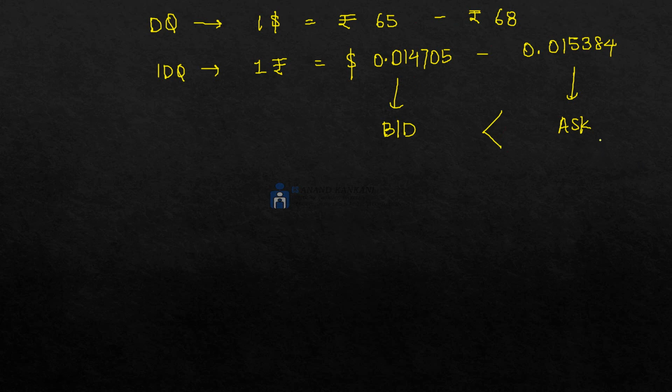The ask price will always be more. So whenever you convert any quote from direct to indirect, always check at the end whether the bid price is less and the ask price is more. If the ask is more and bid is less, then most probably you have got it right, if you have not made any calculation error. Otherwise, recheck your calculation, because the ask price can never be less than the bid price.